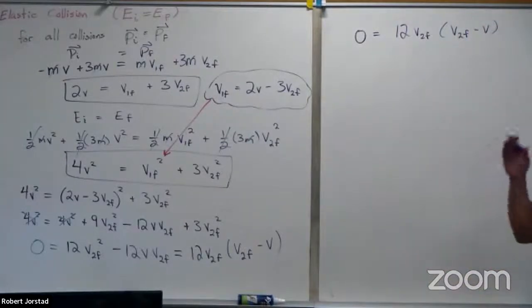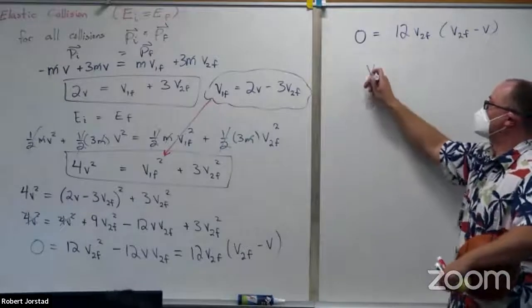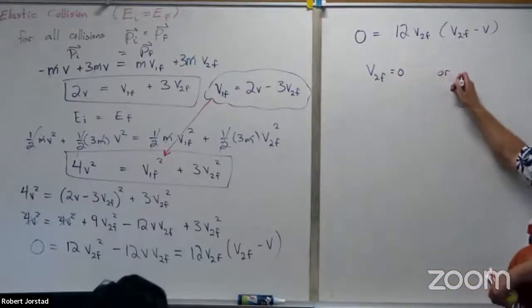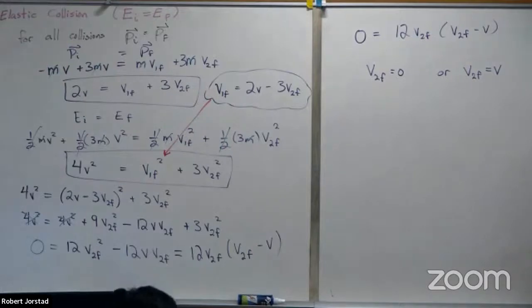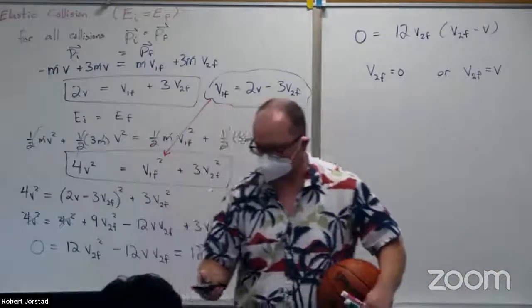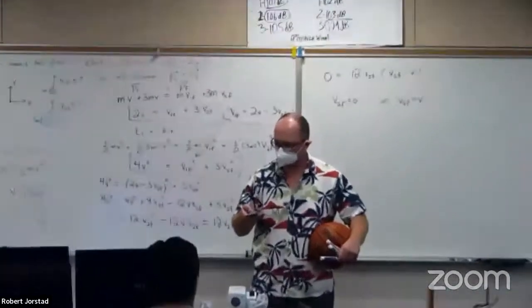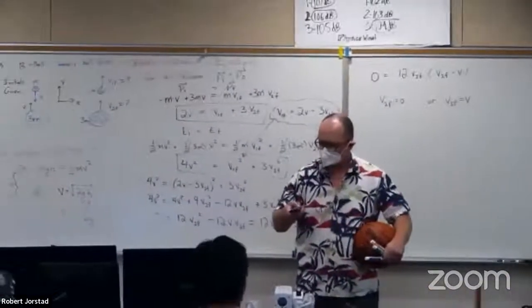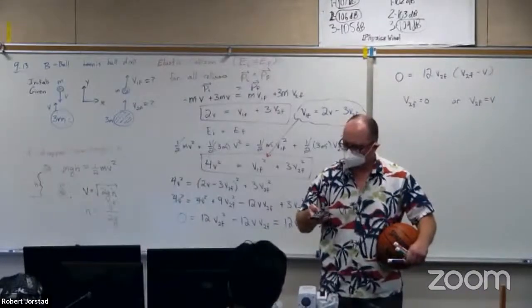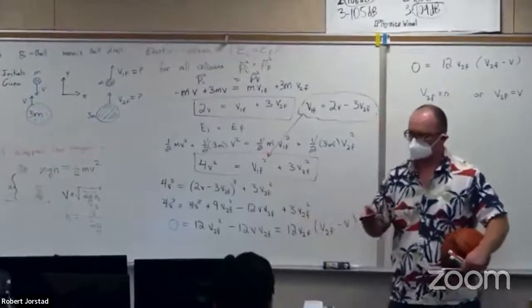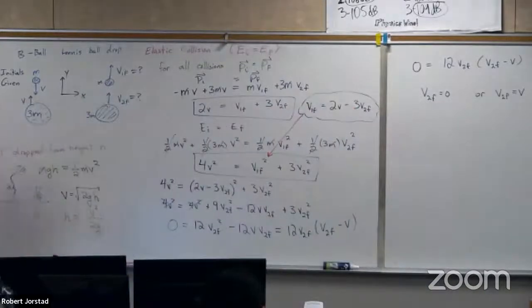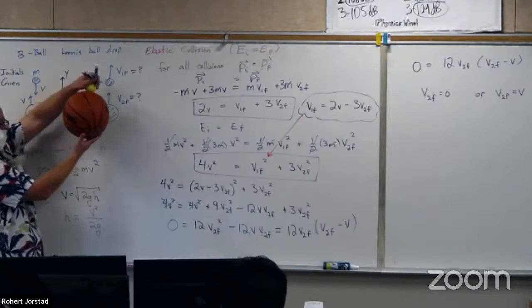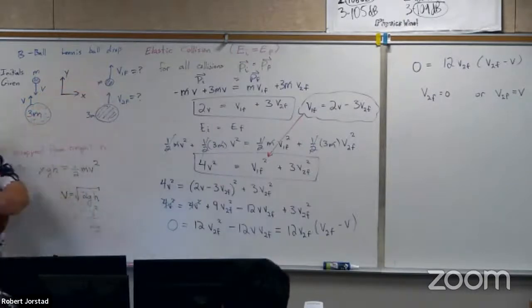What are the possible solutions? Give me both. V2 final equals 0, or V2 final equals V. Which one of these do you think is correct? I'm going to go back to the picture here. All right. What is more realistic? Do we think the basketball will hit the tennis ball and lose no speed, or do we think it will stop? Which is more realistic?